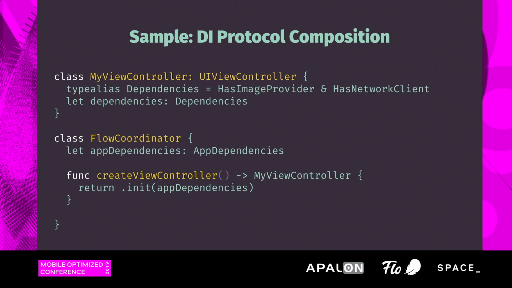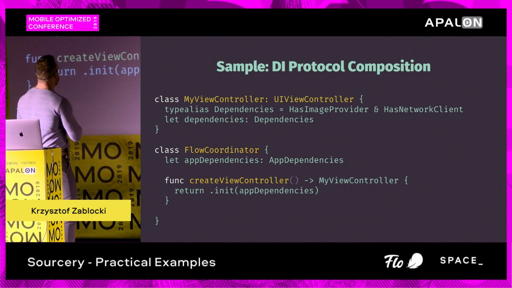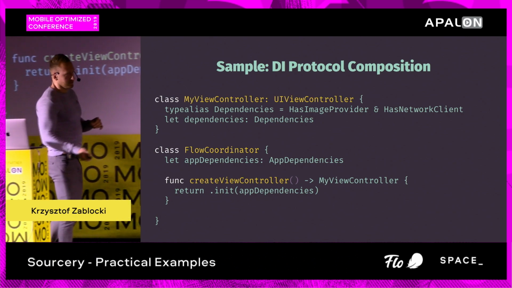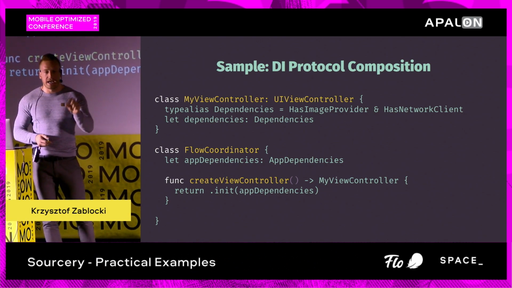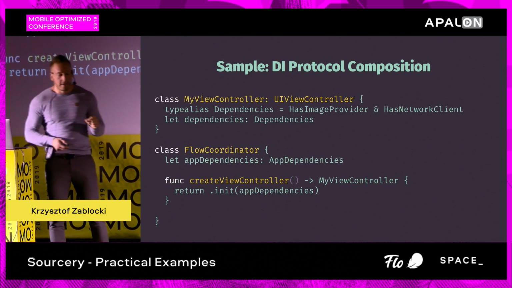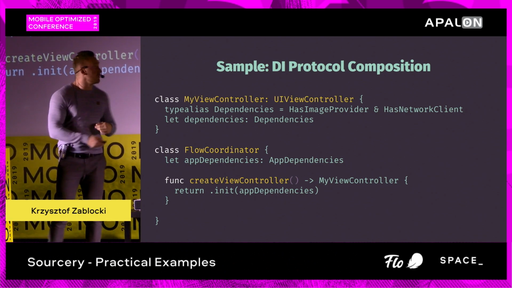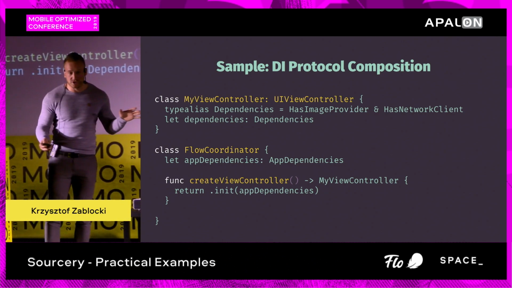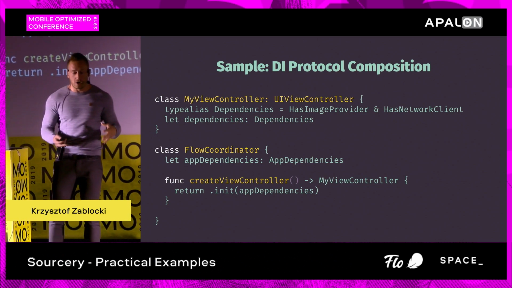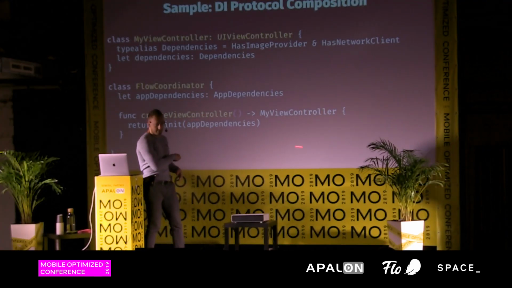But this is very nice when you use things like routers or flow coordinators, because in your flow coordinator, you can have the container for the dependencies. And then when you create a specific view controller, you always pass app dependencies. What happens is the type system reads your type alias from your specific controller and only extracts those dependencies. So if I decide that I no longer need the network client in my view controller, I just modify this single line. I remove the network client here, and I don't touch anything else in my project. The type system will automatically remove all the references to the network client, so none of this code has to change at all, which is very convenient.